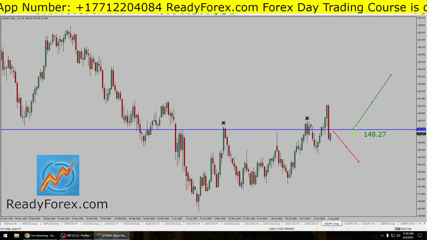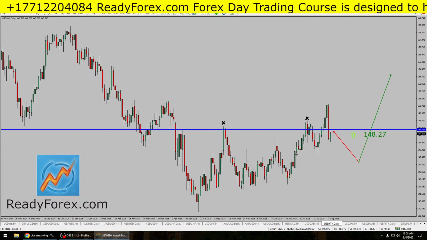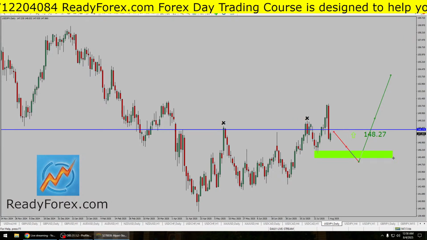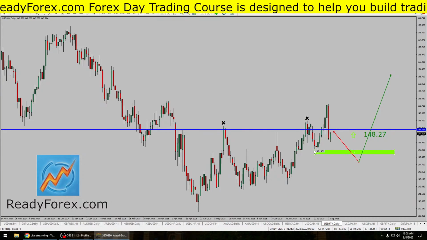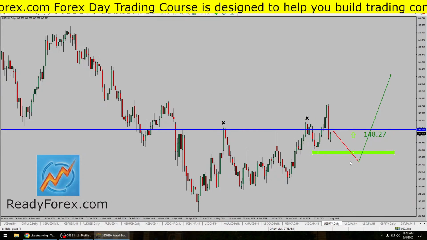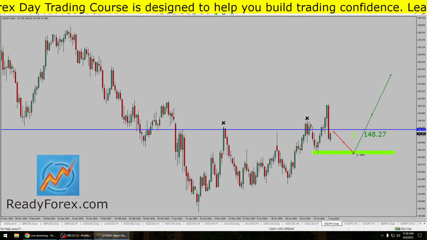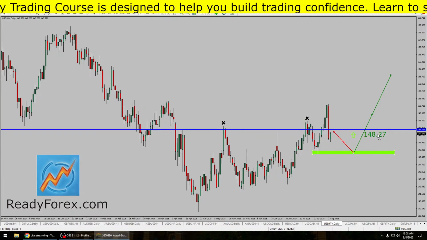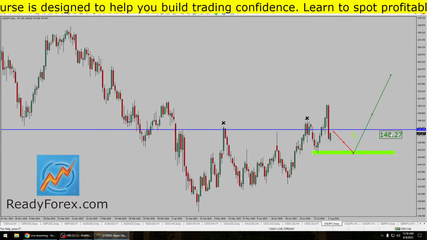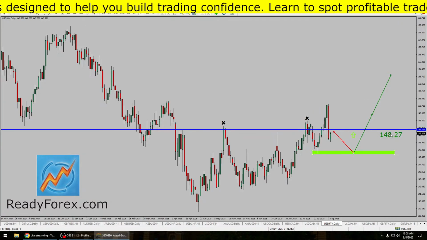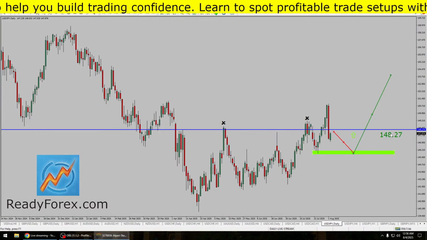The next support that we have down over here, let me highlight it. This is the next support area. So somewhere over here the market is probably going to find some aggressive buyers. As long as price action is staying below the 148.27 area, it could go down a little bit further. The USD/JPY could slide more.